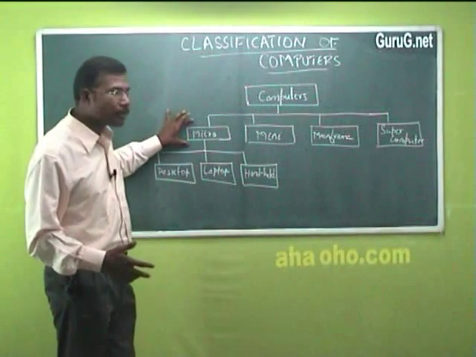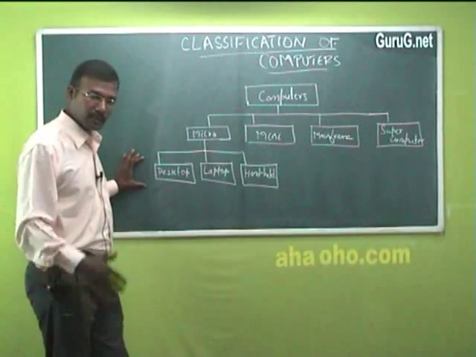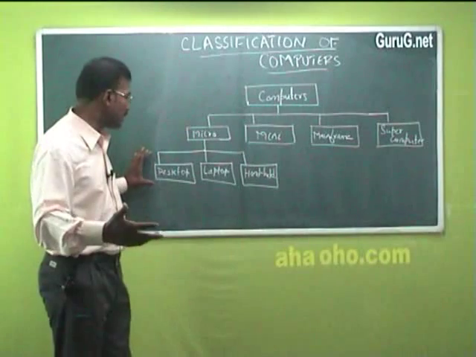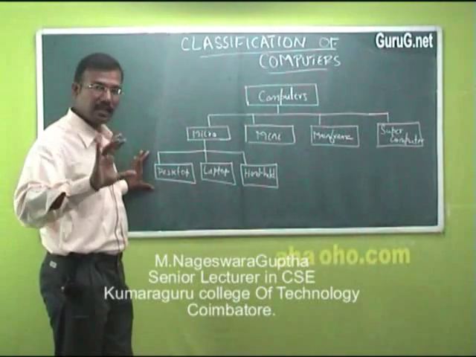This microcomputer is further classified into three. One is desktop, that is whatever we are using in colleges and in our personal homes. These are called desktop PCs, the desktop personal computers.